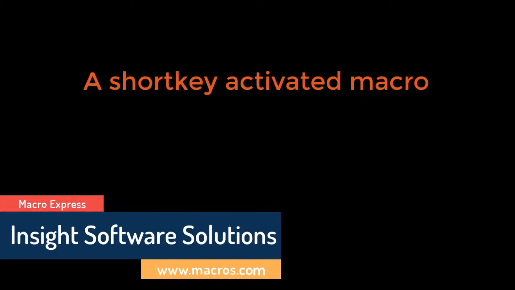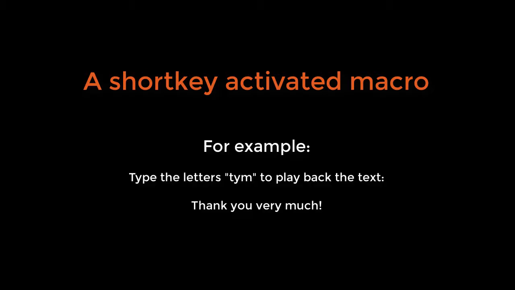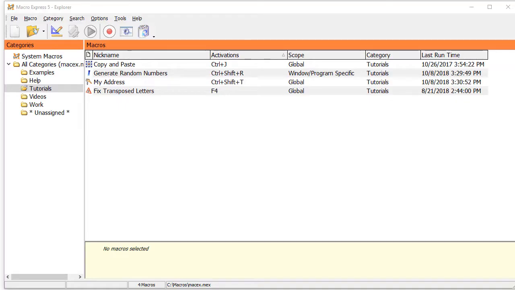Welcome to our Macro Express video that demonstrates creating a macro with a short key activation. Short keys are small strings of text or abbreviations. Just type the string and a macro runs. The macro demonstrated here will play back an email address.